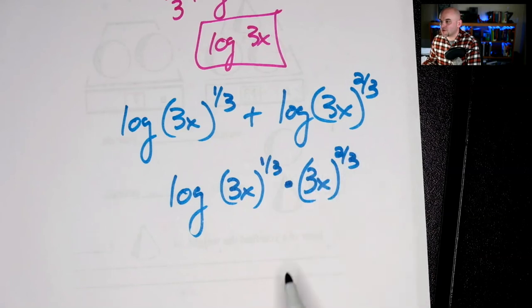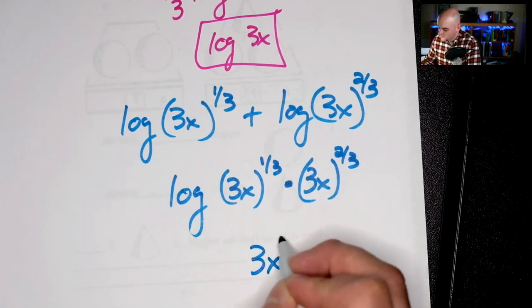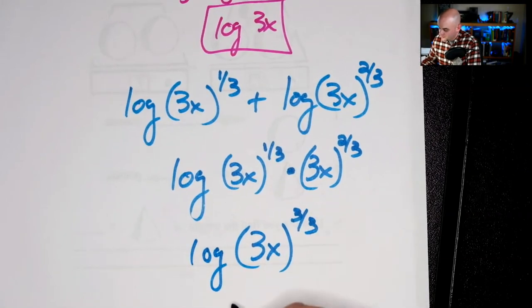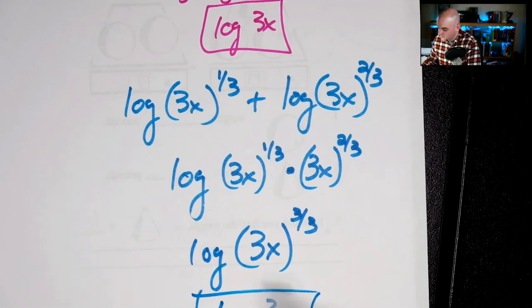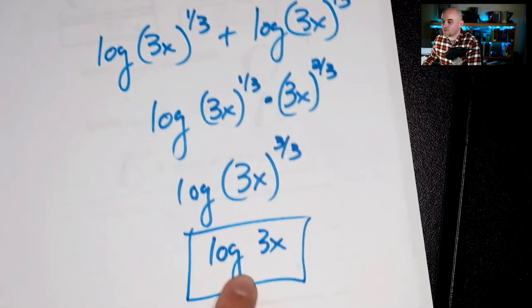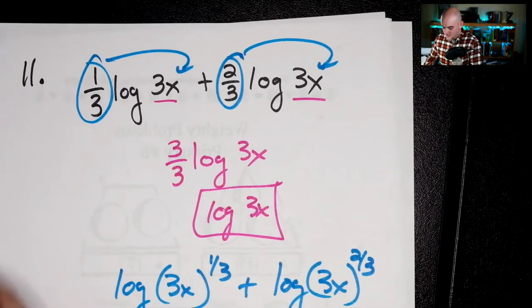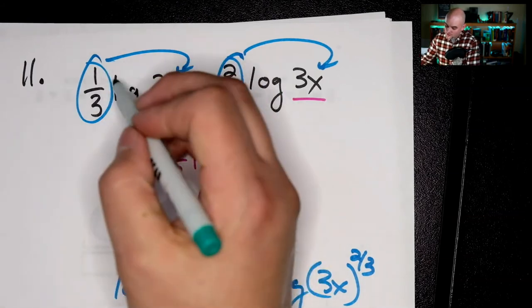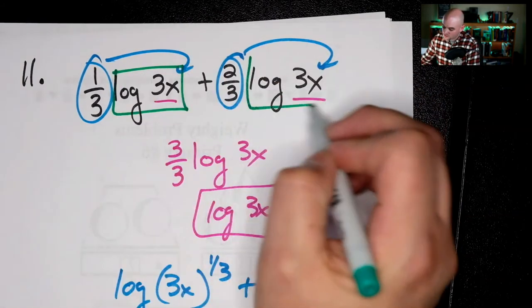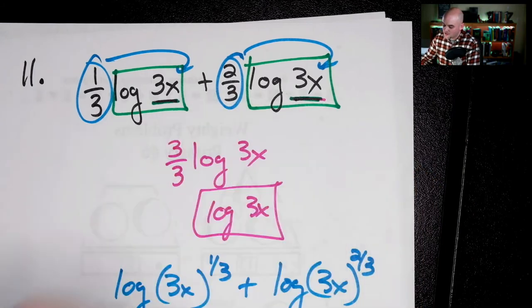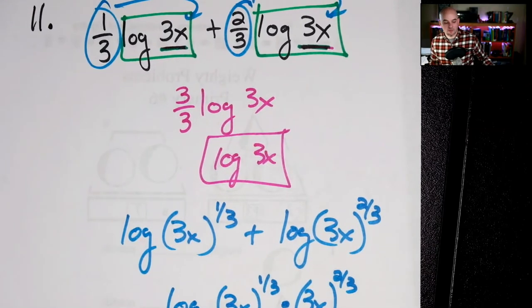So 1/3 plus 2/3 becomes 3/3 like this. And 3/3 is the same thing as 1. So it's like saying log of 3x raised to the first power, which is log of 3x. That's a longer route to get to the same answer we got just by noticing, hey, I've got 1/3 of something right here plus 2/3 of that same something. These things were the same, so that's why we could just add the number out front there. Okay? So that's number 11.